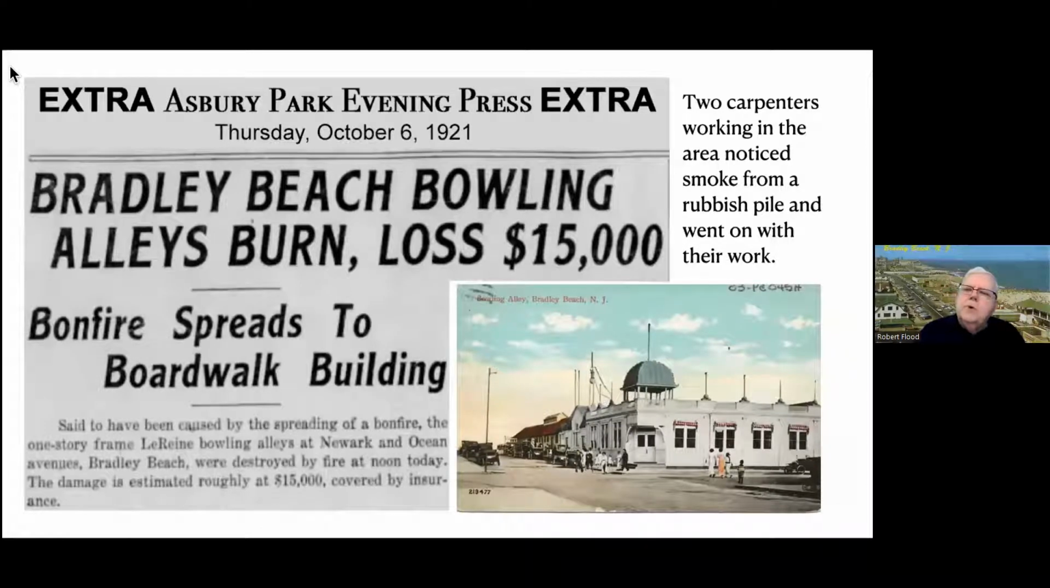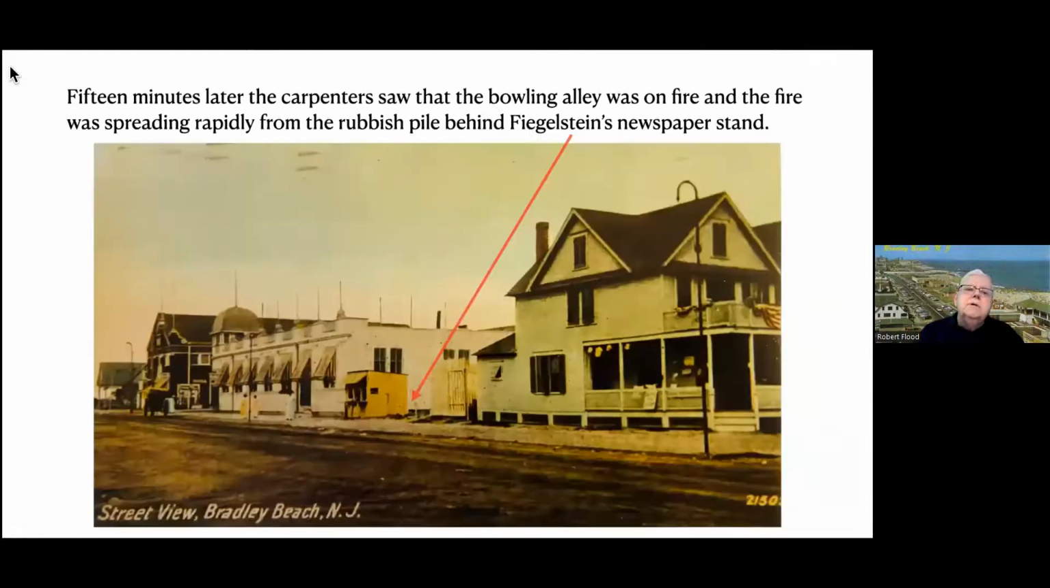Two carpenters working in this area noticed smoke from a rubbish pile and simply went on with their work. What they didn't realize was that when they turned around 15 minutes later, they saw that the bowling alley was on fire and the fire was spreading rapidly from the rubbish pile. Fiegelstein's newspaper stand is where the rubbish was burning, and you can see that small building behind one of Mrs. Heaton's houses and right next to the bowling alley. The fire department, when they got there, was basically putting water on the casino to try to save that building from across the street because of the strong winds that were driving north.